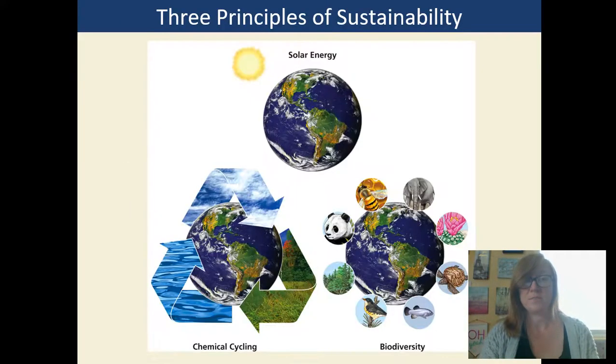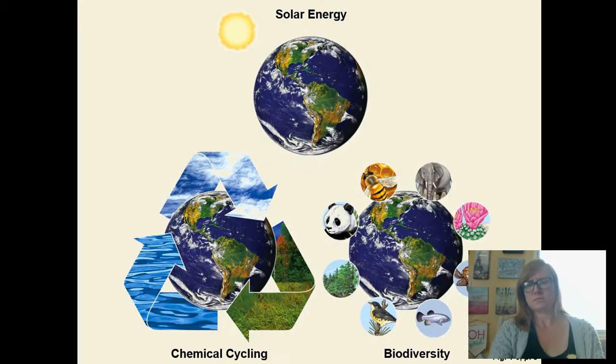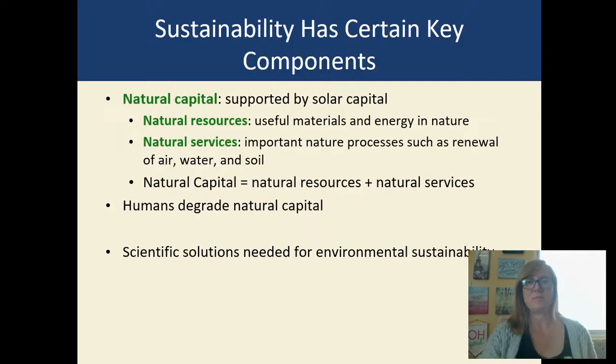So here's a bigger picture of those three principles: the reliance on solar energy, biodiversity, and chemical cycling. We're going to come back to these ideas when we talk about everything. So these are some important key things to take note of.